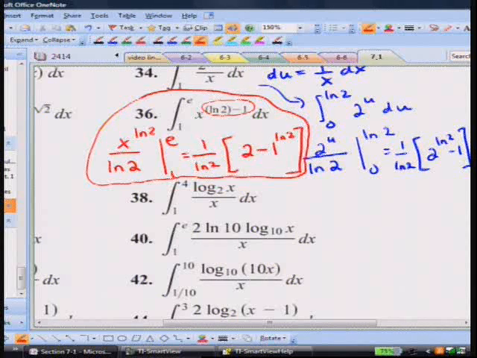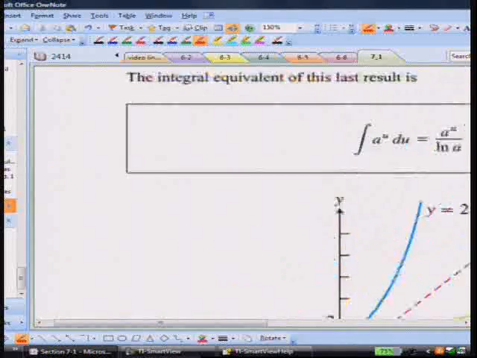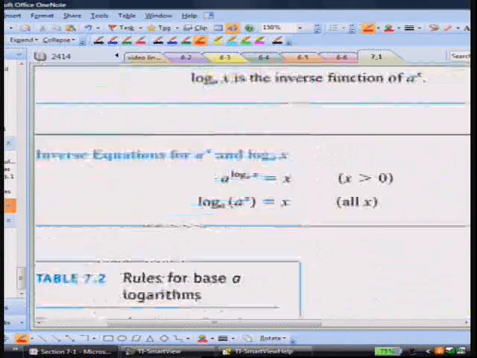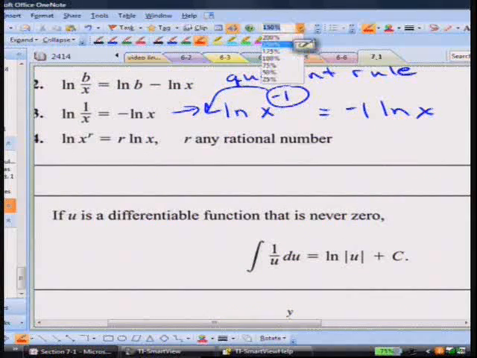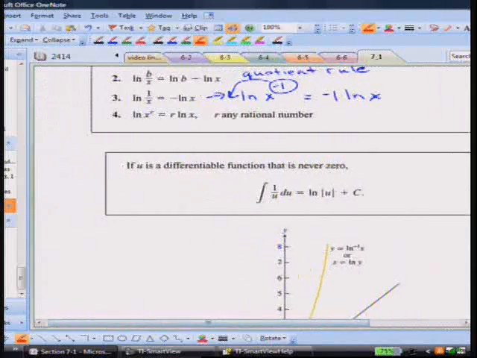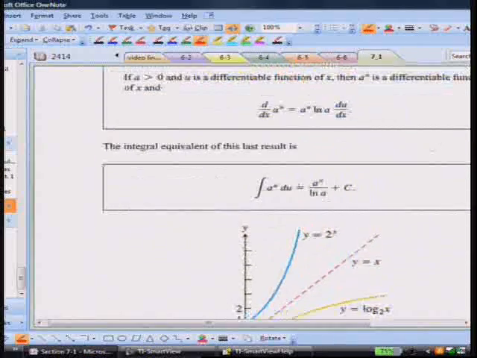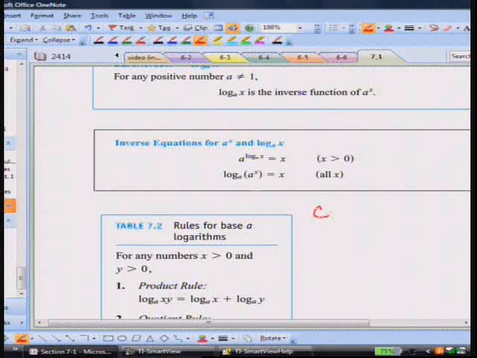All right. Now, a problem like number 38, when you're dealing in a different base, do they give us a formula for the antiderivative in a different base? I think they did. Or do they? I can't remember. The integral of log base a. Did they give it? Is it in here? I don't think they actually do. They give the integral of a to the u, but they don't. Do you guys remember the change of base formula?